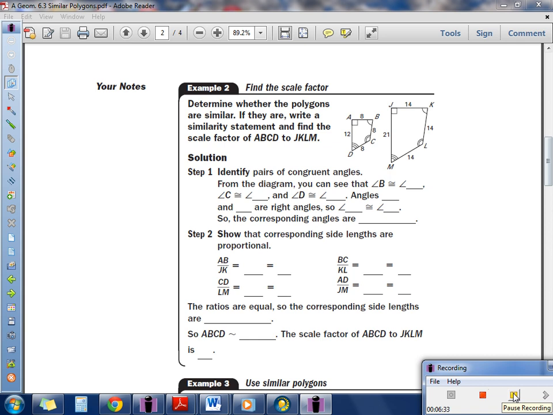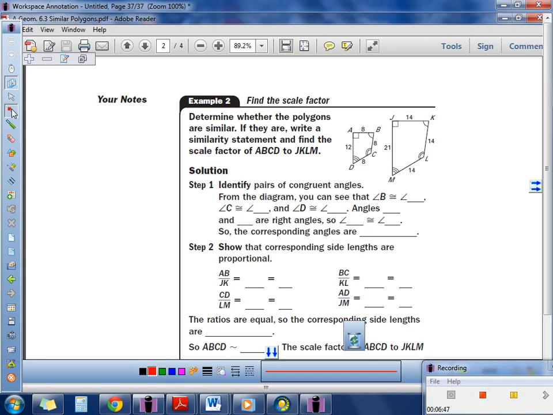This one's a really good problem. Example 2 is really good. It's similar to what's on the test. It says, determine whether the polygons are similar. If they are, write a similarity statement and find the scale factor. So there's a few different things I need. I'll pick out the really important ones. So write a similarity statement, write a scale factor.